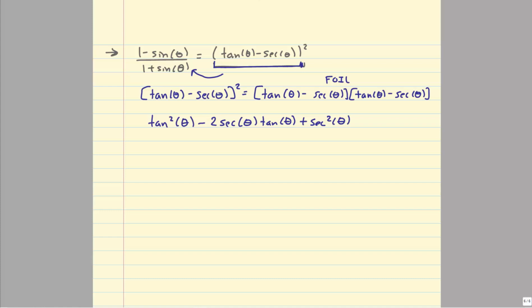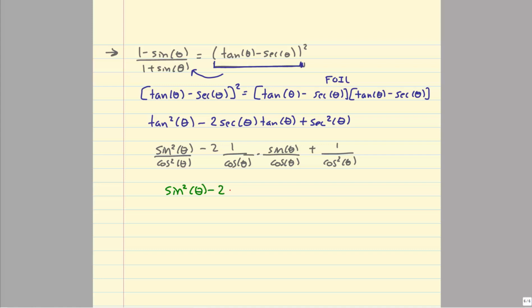Then what I can do is rewrite in terms of sine and cosine. So tangent squared is sine squared theta over cosine squared theta. Secant is 1 over cosine of theta. Tangent would be sine over cosine. Secant squared is 1 over cosine squared. So what we have here then is a common denominator of cosine squared all the way across, so I can rewrite in my next step.